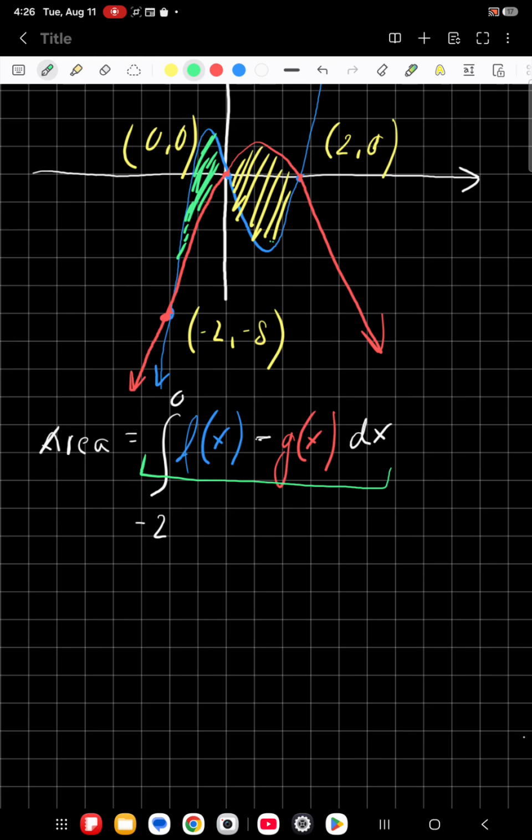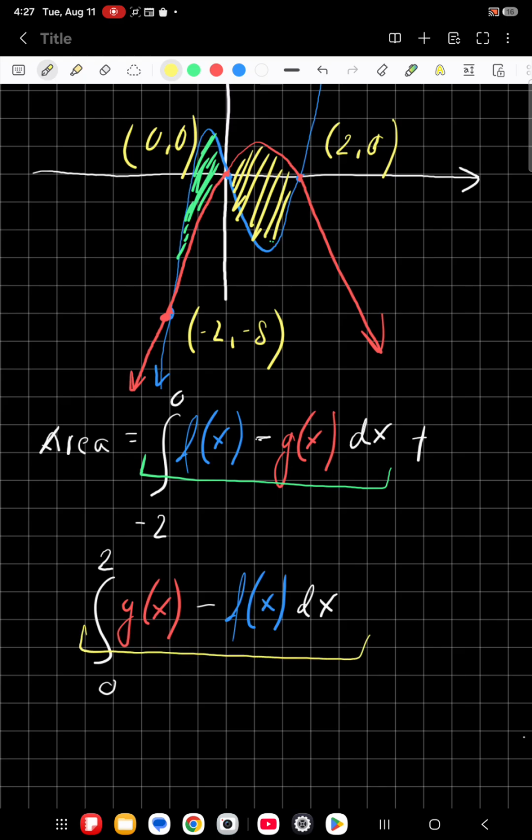Okay, and we're going to add the other one. So plus another integral. This one is from 0 to 2. And this time I'm doing it the other way, so I'm subtracting because the red parabola is on top. So g of x minus f of x, dx. And that is the yellow area.